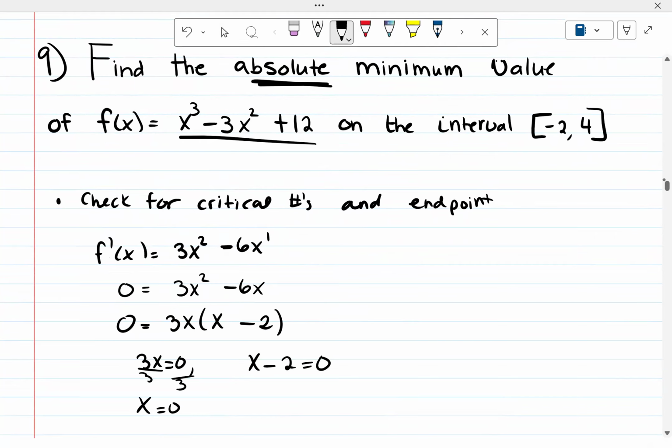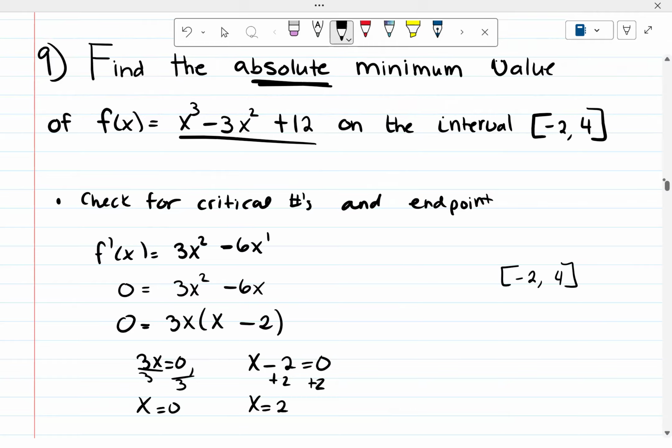X equals 0, and then up here you're going to add 2, x equals 2. Okay, so these are our two critical values, and keep in mind we're only going from -2 to 4. So this is also part of our critical values. If we're going from -2 to 4, we've got to be careful. Can we include these two values?